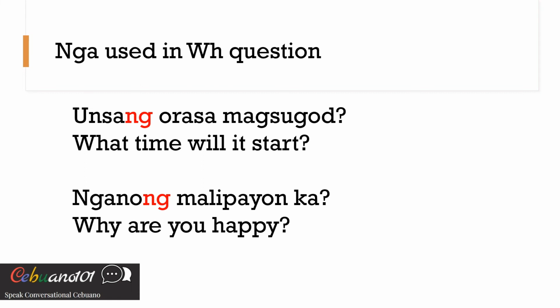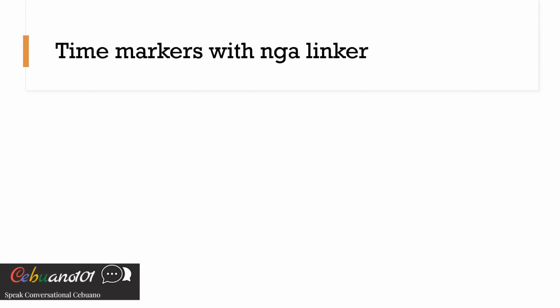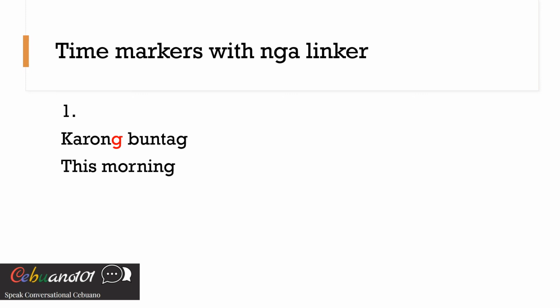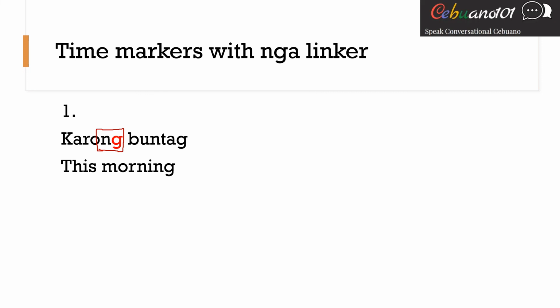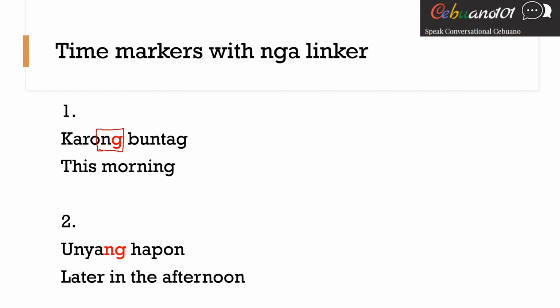We also use nga linker with time markers. For example, karong buntag, this morning. So here, karon ends with consonant N. We will just add G. Okay? Unyang hapon. Unya means later, and then hapon is afternoon. So, unyang hapon is later in the afternoon.